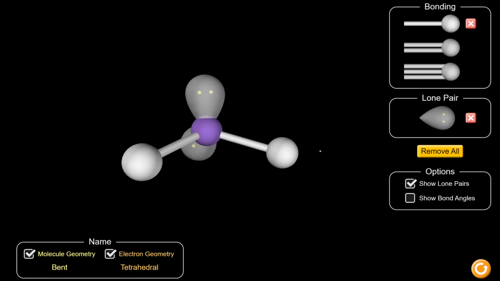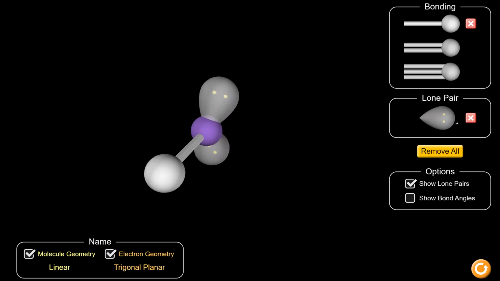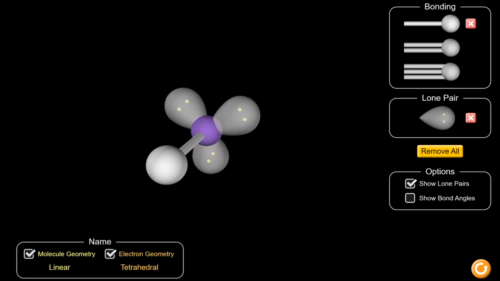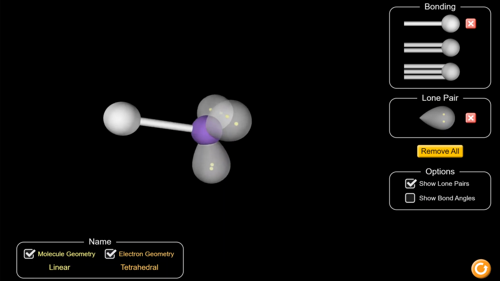Anyway, if I took off an atom and I put another lone pair, what shape would that be? Well, the electrons would be tetrahedral, but the molecular geometry would just be linear, because when you have 2, that's what happens.